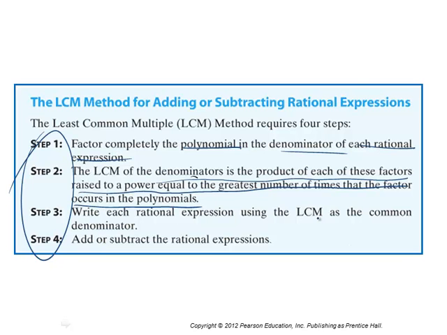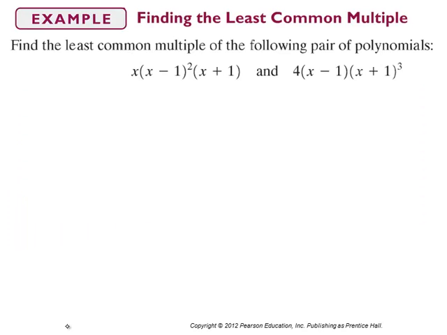And then multiply the top and bottom of each of the individual fractions by an appropriate expression so that the denominators are the LCM. And then we will add or subtract the numerators that result. So, for example, if you want to find the least common multiple of this polynomial and that polynomial, you want to make sure that they are in completely factored form, which in this case they are. Notice that we have a factor of x, 4, (x minus 1), and an (x plus 1).